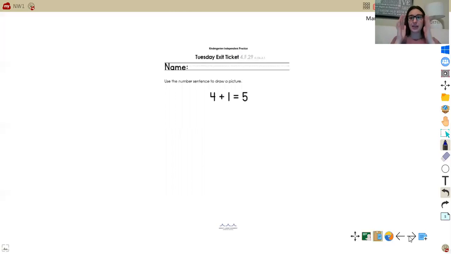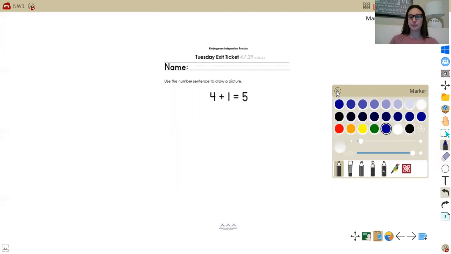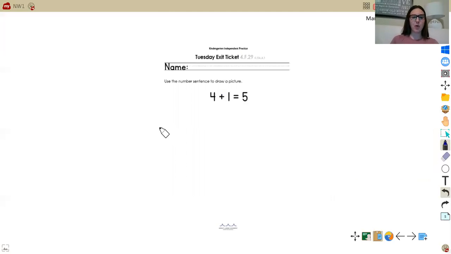Okay, scholars, now that you have completed the problem, I'm going to show you on my screen what it would look like to be completed. So the problem is asking, use the number sentence to draw a picture. Okay, so the number sentence is 4 plus 1 equals 5. So I'm going to draw a picture, and we can use blue. So I'm going to have 4 circles.